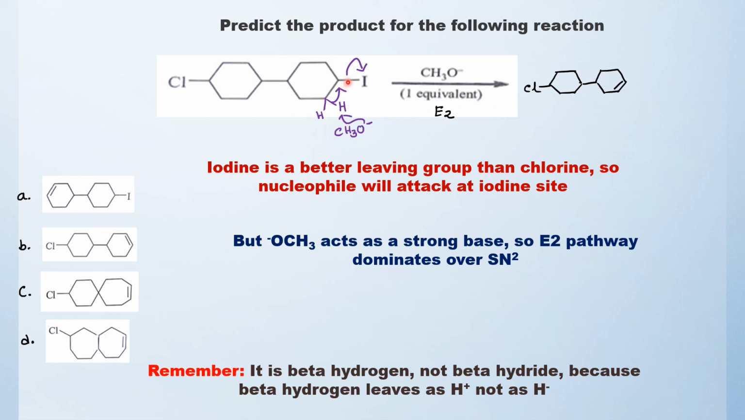So this iodide will leave and this beta hydride elimination will take place and we will get this product. Now this product is matching with option B. So the correct answer is option B. So I hope you understand the explanation.